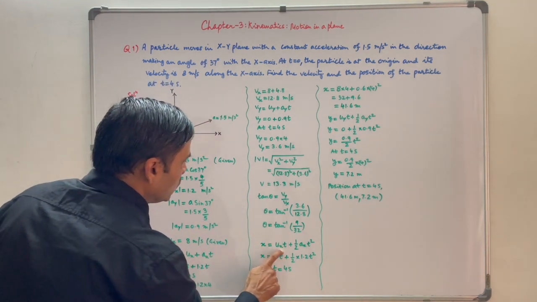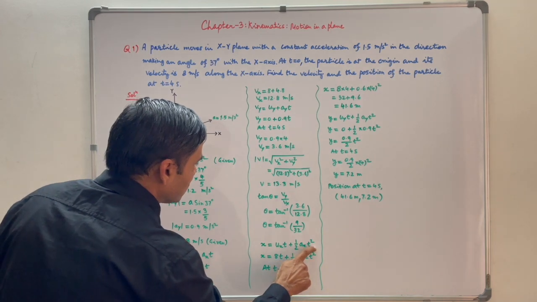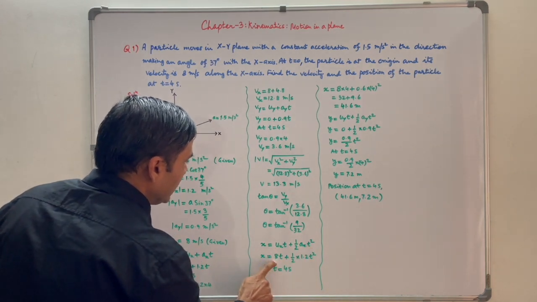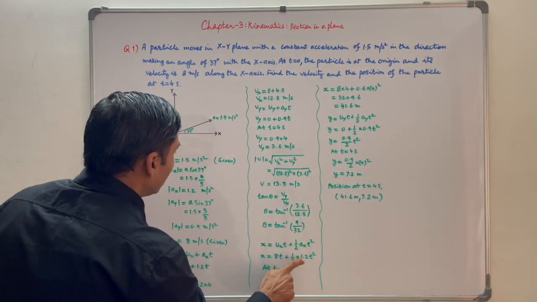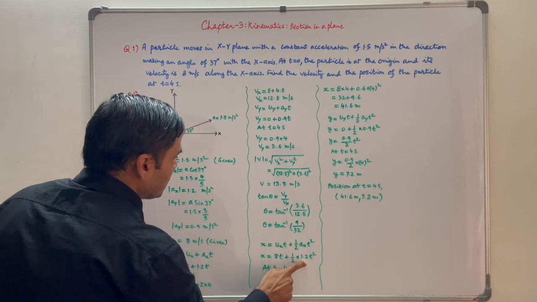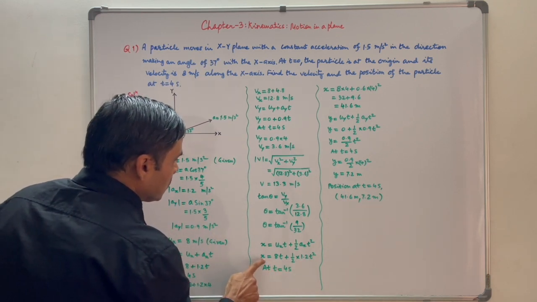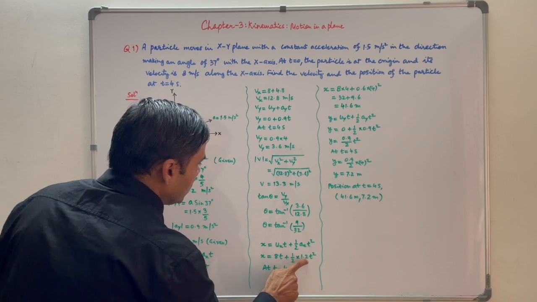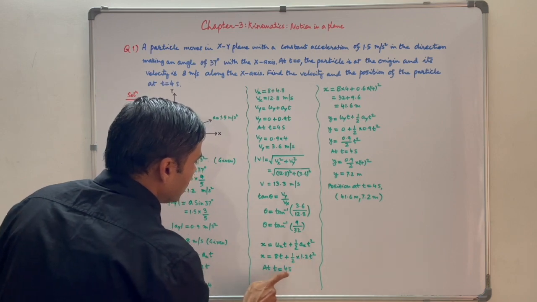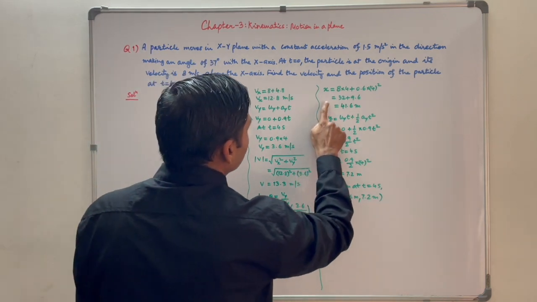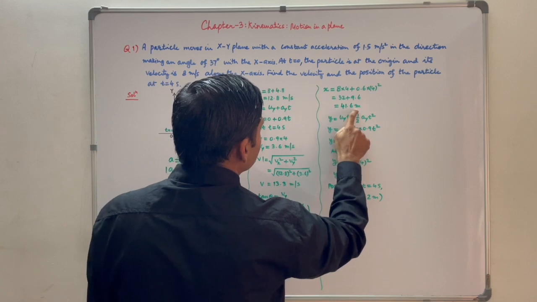x equal to uxt plus half axt square. Ux is given as 8. Ax we have figured out as 1.2 meter per second square. So x equal to 8t plus 1 by 2 into 1.2 t square. At t is equal to 4 second, x comes out to be 41.6 meter.